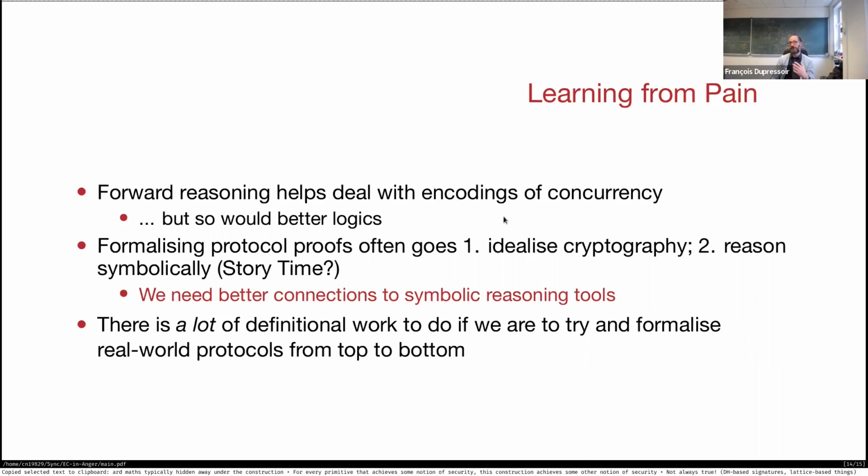And the second point is really there is a lot of definitional work to do if we are to try and formalize real-world protocols from top to bottom. So if all we're interested in is looking just at an authenticated key exchange protocol, then formalizing the existing notion on an existing protocol is going to be fine. But if we want to formalize the AKE protocol and then compose it with a proof for a construction, then compose below that a proof for a primitive, then we can't do this with the existing notions. It's just not going to work. And so we need to find the right ways of expressing protocol security at the top level in order to be able to do this top to bottom construction of a proof that is then machine checked.